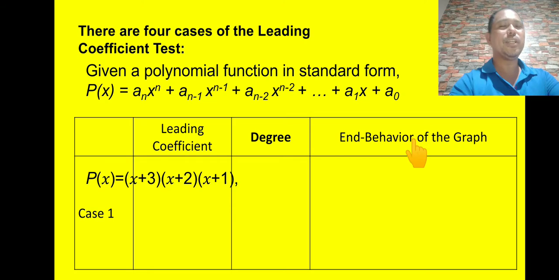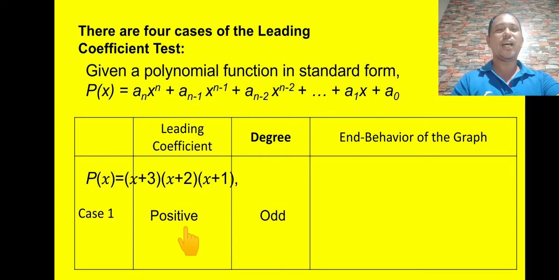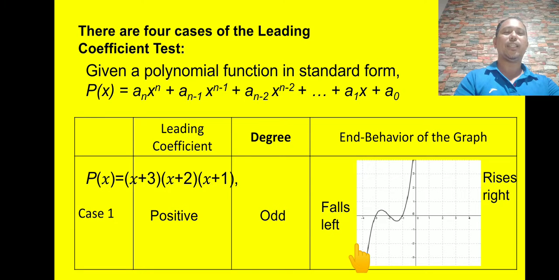Okay, so for number 1, the leading coefficient is positive. It is positive 1 because the numerical coefficient is 1. That is, the sign is positive. Then the degree is odd. How do we get odd? Because if you count the factors, 3 factors, 1, 2, 3, and 3 is odd. The end behavior of the graph: falls left and rises right.